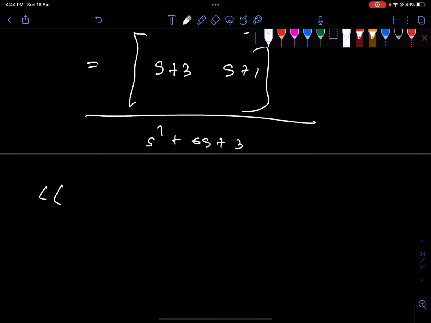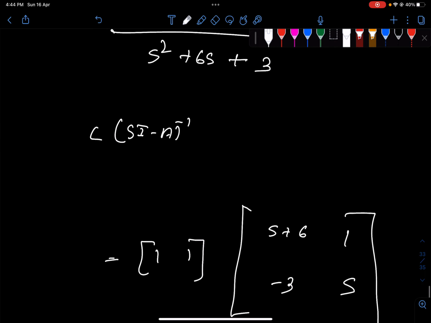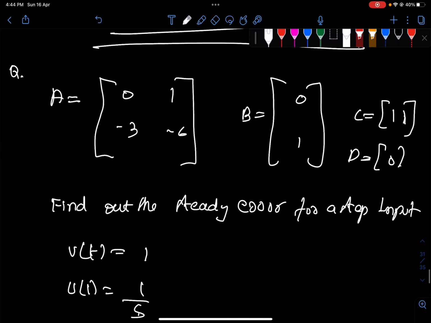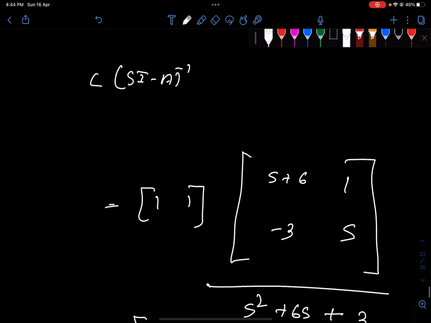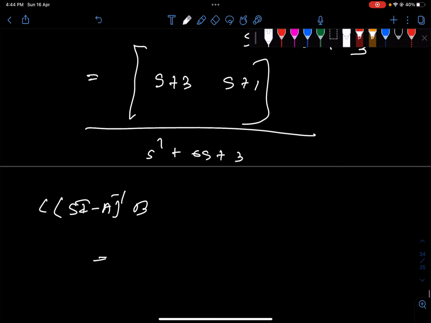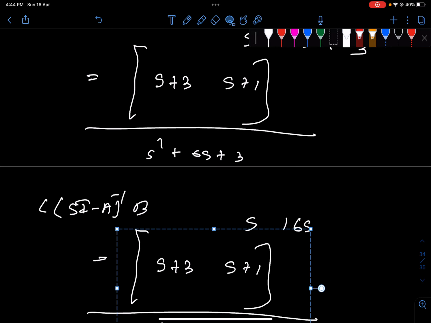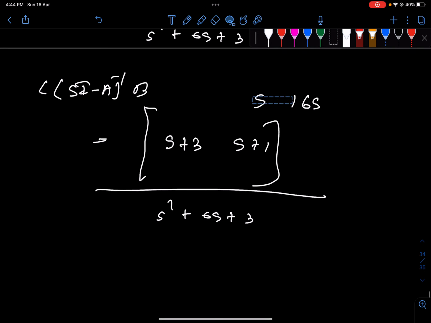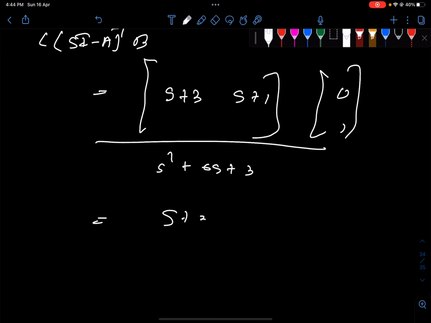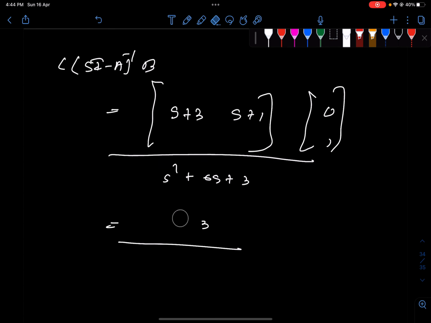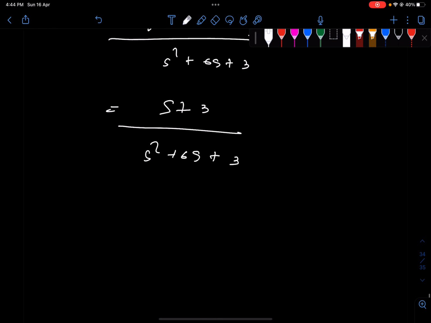Then you multiply C into (sI minus A) the whole inverse with B. What is B here? B in the question is given as 0 1. So you multiply this matrix with 0 1. How does it look? s plus 3 divided by s square plus 6s plus 3, right?